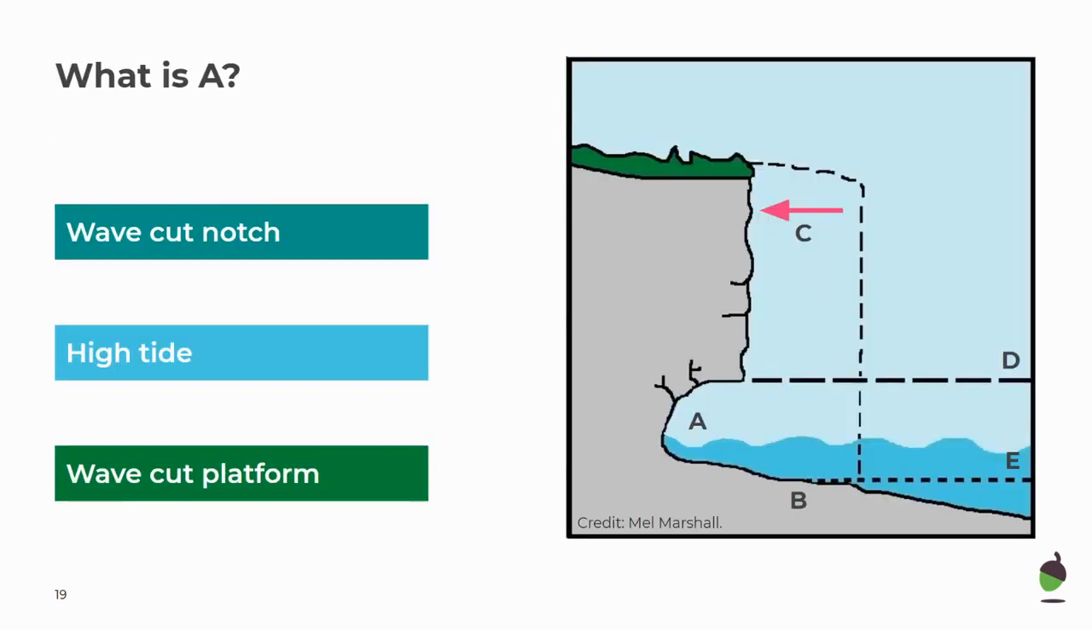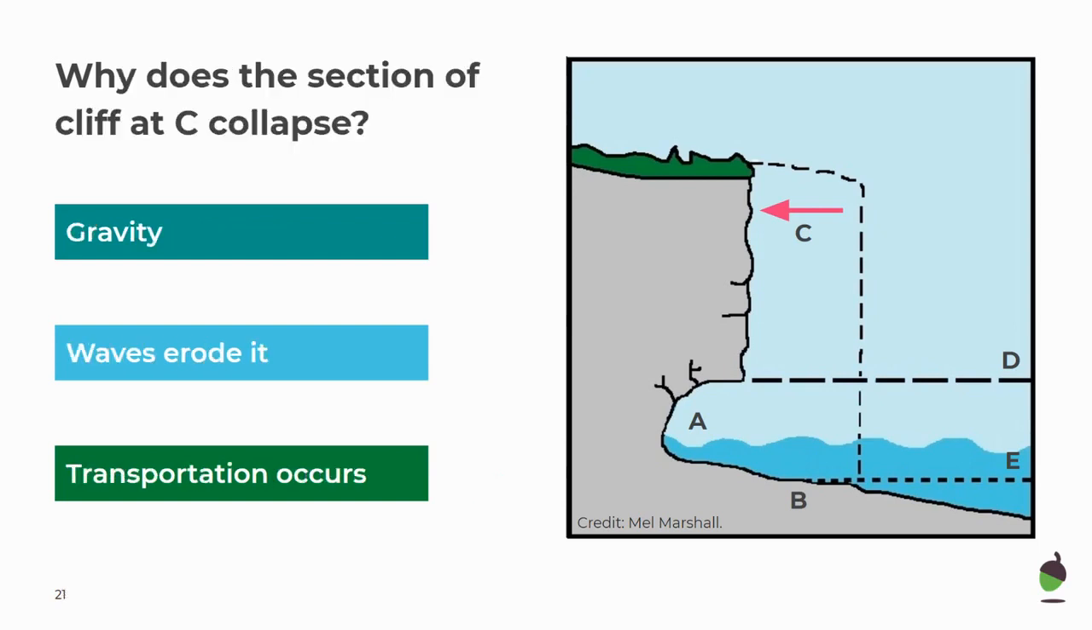Your turn. So what is at A? Can you remember? 3 options, just 5 seconds for this one. Yes, you got that one easily. So wave-cut notch is at A. And remember, it's the high and low tide that determines the size of that notch. What is it at B? 5 seconds. B is the wave-cut platform, so the bit that hasn't been eroded, wave-cut platform.